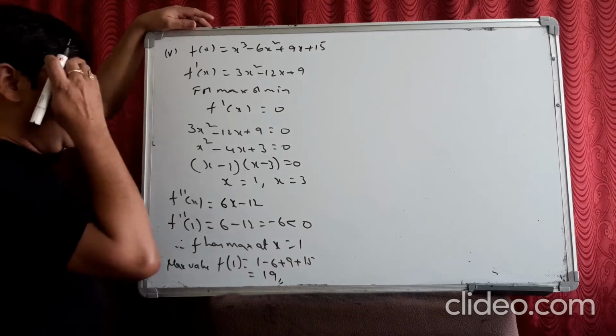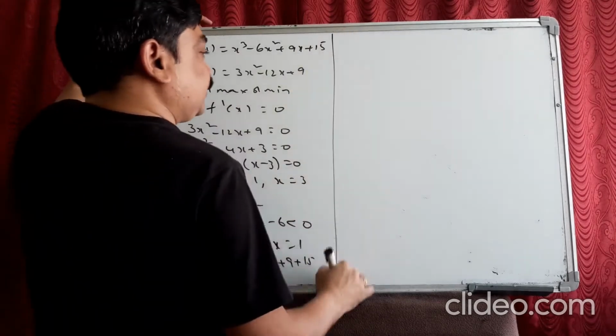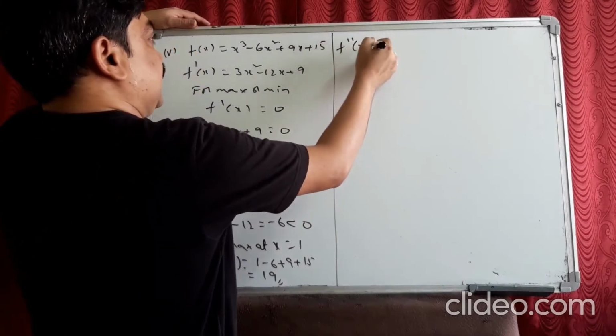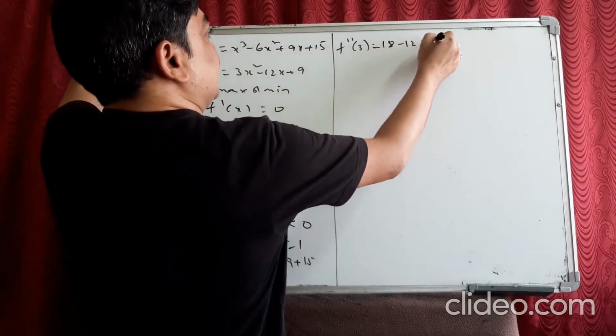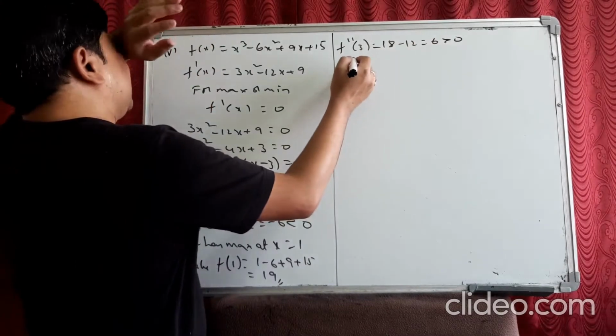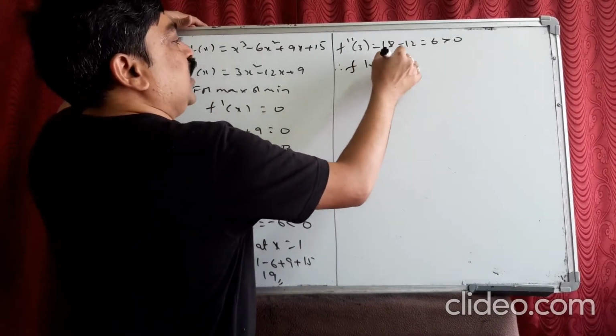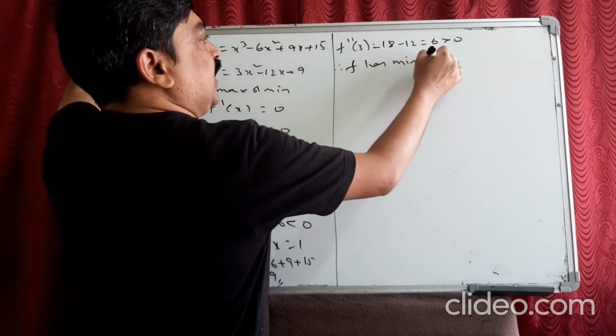In the same way, f double dash of 3. Substitute in 3 here: 18 minus 12. That is 6, positive. When it is positive, we have a minimum. f has a local minimum at x equal to 3.